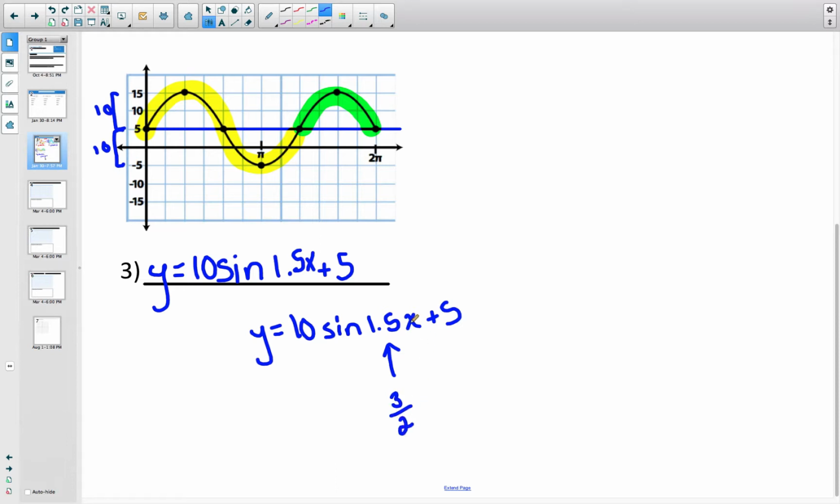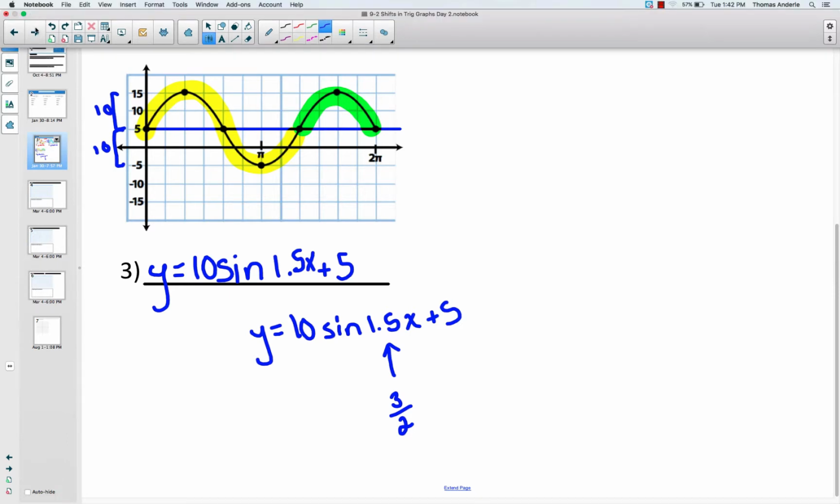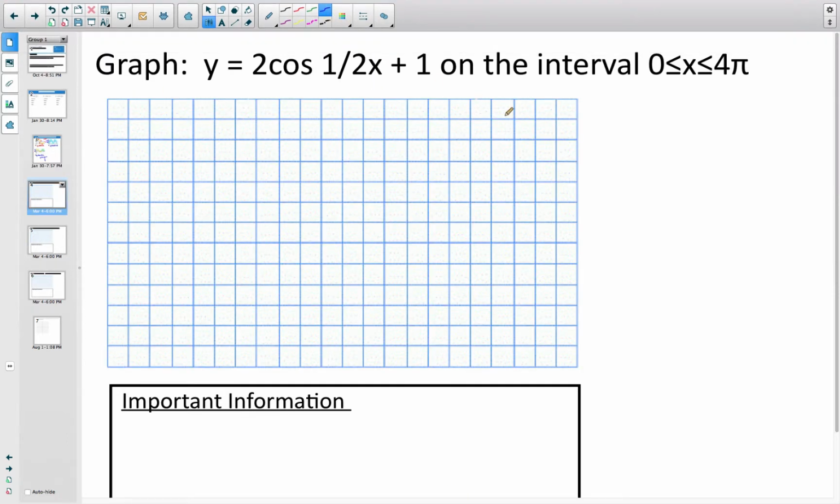Okay. So now let's take a look at graphing. We're asked to graph y equals 2 cosine half x plus 1 on the interval from 0 to 4 pi. So that interval, 0 to 4 pi, would be considered our domain. So we only want to graph 0 to 4 pi, no more, no less. Like always, we want to write down all of our important information.